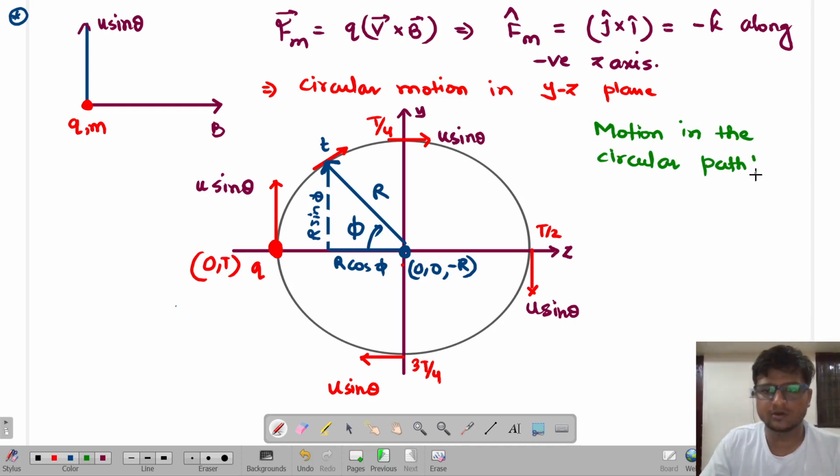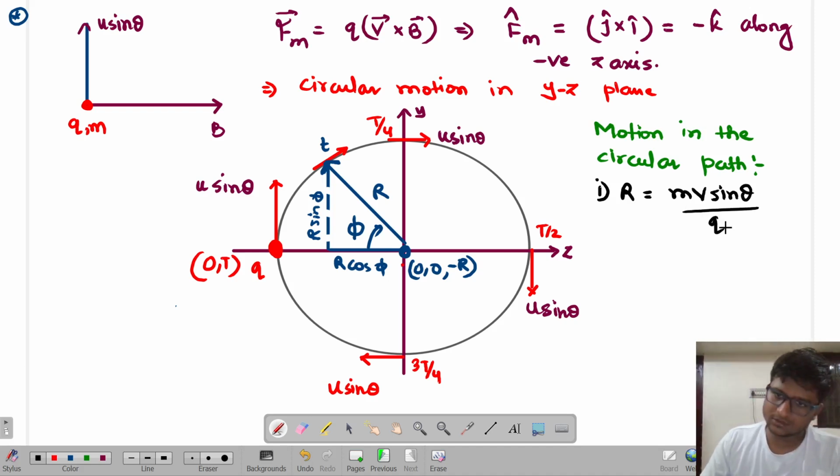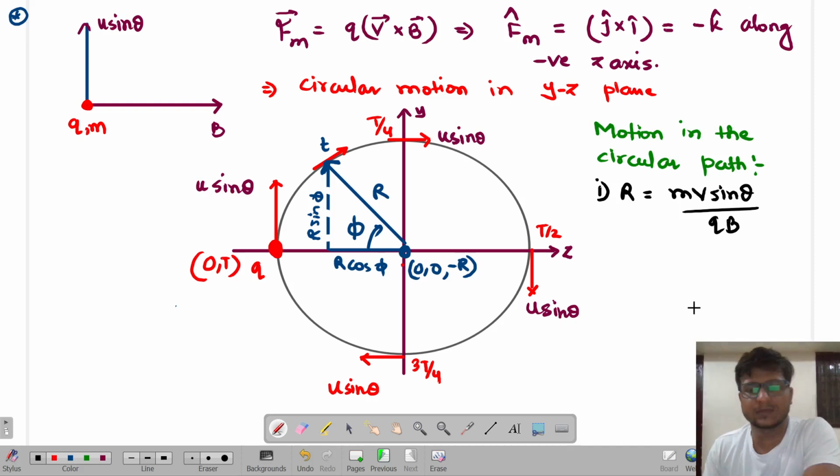Time is the time of the particle, the time of traveling, meaning the total time period in one rotation. First, let us define the radius. The first quantity which we define is the radius of the circular path. So this is mv sine theta by qb.